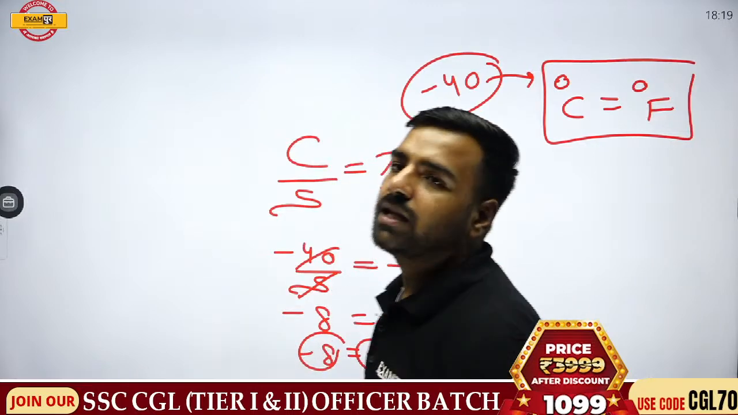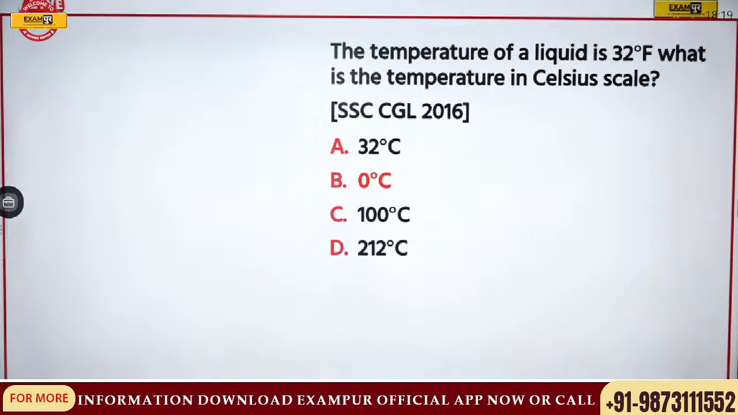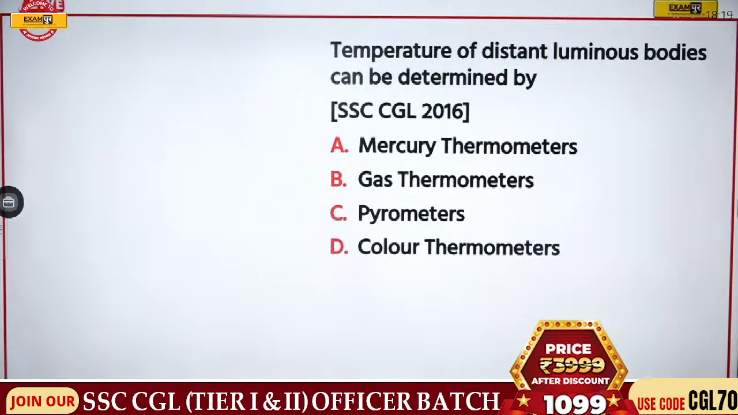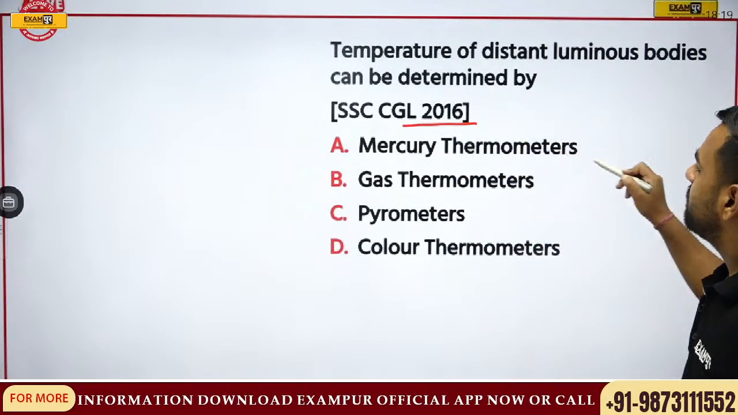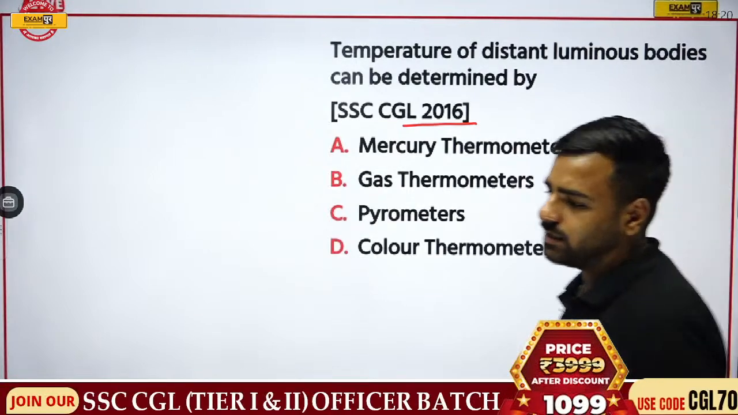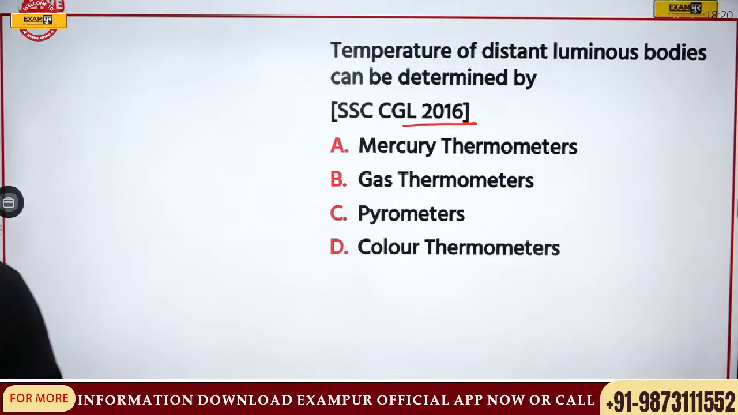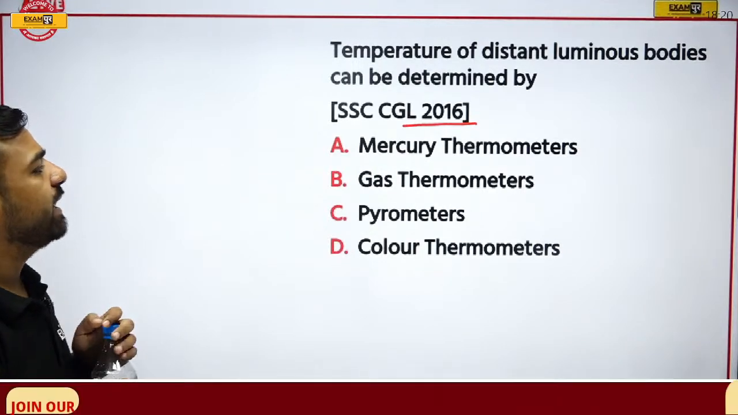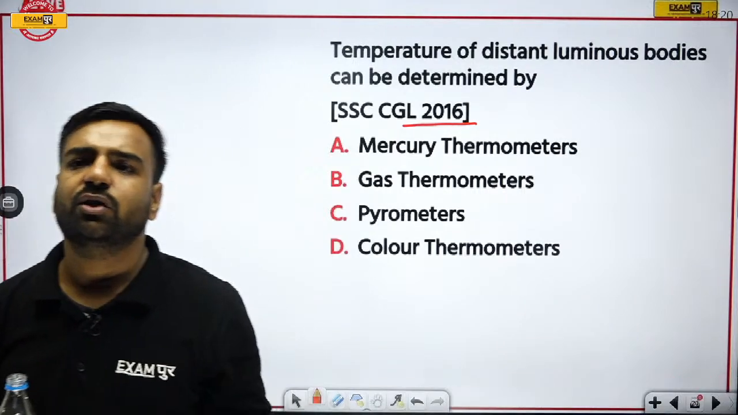Okay, let's get back to the point. Next is, the temperature of distant luminous bodies can be determined by, this is from CGL 2016: mercury thermometer, gas thermometer, pyrometer or color thermometers. Everyone is requested to answer this. The question is, the temperature of distant luminous bodies can be determined by dash. Now, distant luminous bodies, where you can talk about any of the planets, or you can even talk about the sun.